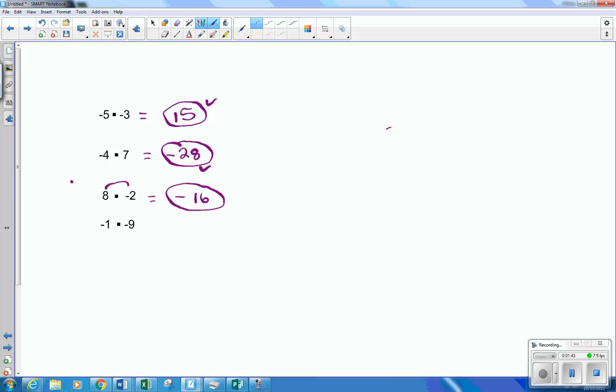On the last one here, I see it's a negative times a negative. Well, a negative times a negative means a positive. So I know my answer is going to be positive. 1 times 9 is simply 9, and it's a positive 9 because when it's a negative times a negative, they cancel out.